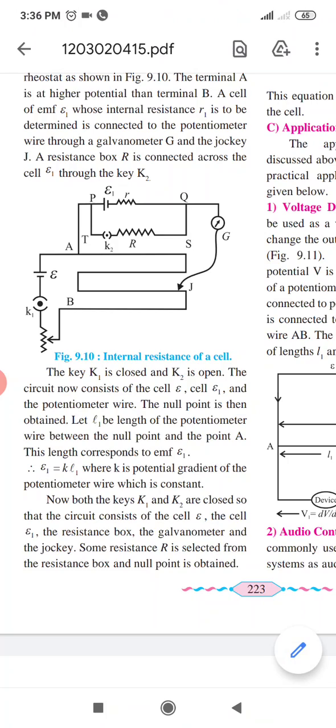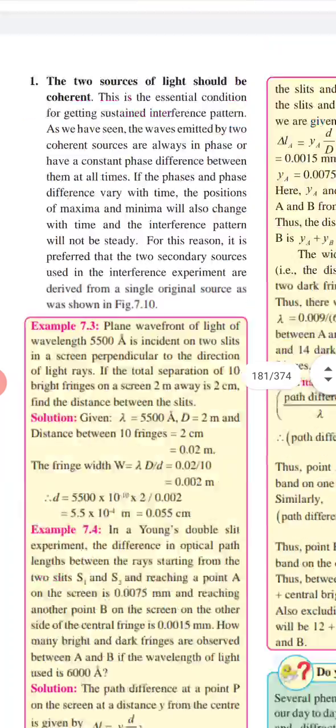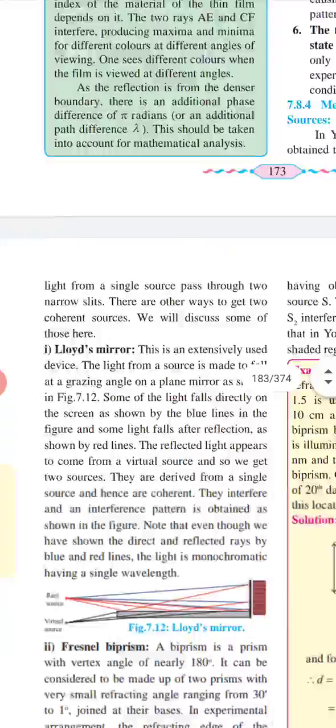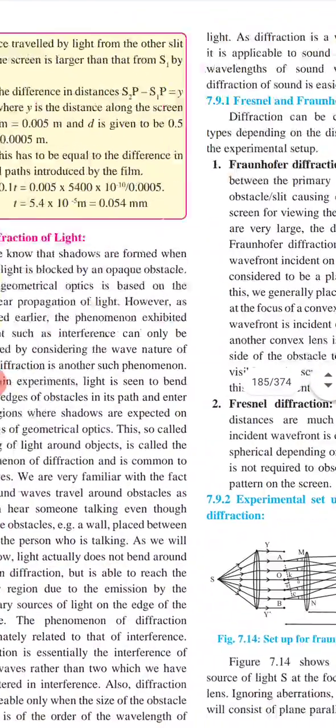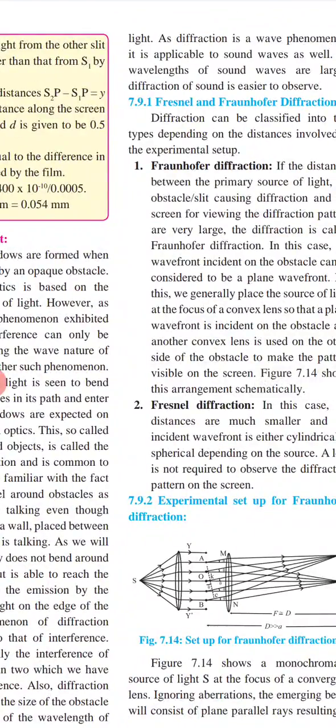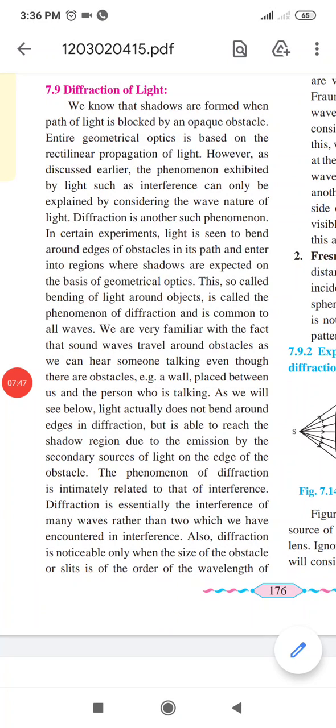Now we have to see the diffraction pattern. There are two types of diffraction: one is Fresnel diffraction and the other is Fraunhofer diffraction. So first we will see diffraction of light. What is diffraction of light?